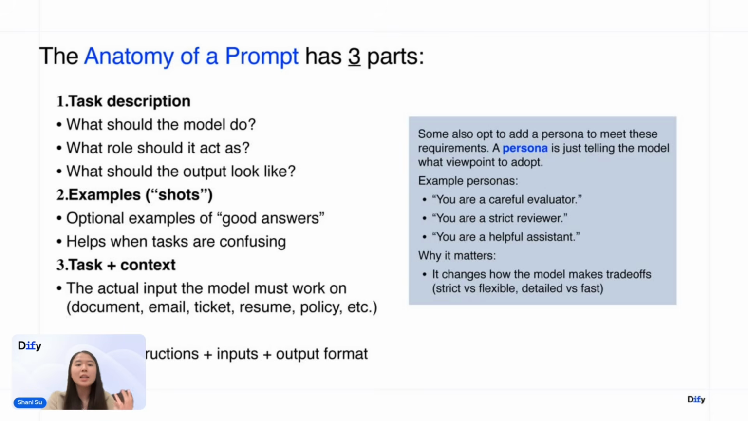The last part of the anatomy of a prompt is the task and context. As I mentioned before, the actual input of the model must be something that it can work on. So whether that be the document you're looking at, the email, the ticket, the resume, the policy, all of these are things that the LLM can use to determine the outcome that it's going to return to you. Without the proper context, there's a chance that the LLM will not return the output that you want just because it doesn't fully understand the situation at hand.